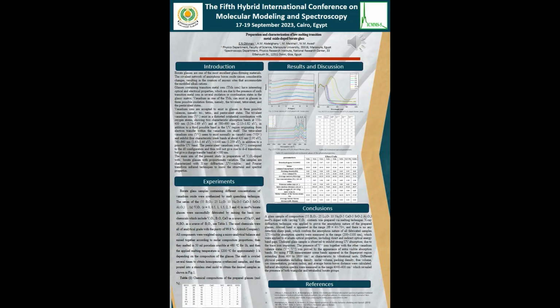The presence of V3+ ions together with the other vanadium valence states, V4+ and V5+, was proved by the appearance of extra visible absorption bands. By using FTIR measurement, some bands appeared in the fingerprint region extending from 400 to 1600 cm-1 as characteristic of vibrational units. Different physical parameters, including density, molar volume, packing density, free volume, ion concentration, polaron radius, and average boron-boron distance were calculated. Infrared absorption spectra were measured in the range 4000 to 400 cm-1, which revealed the presence of both triangular and tetrahedral borate groups.